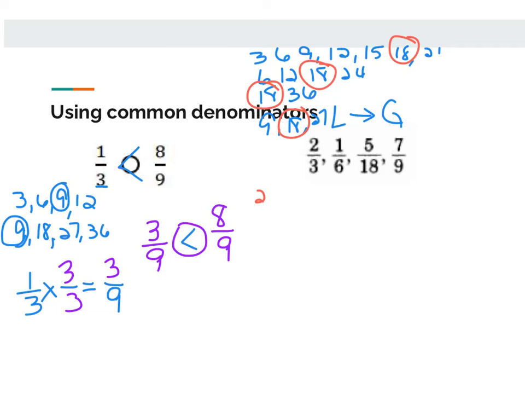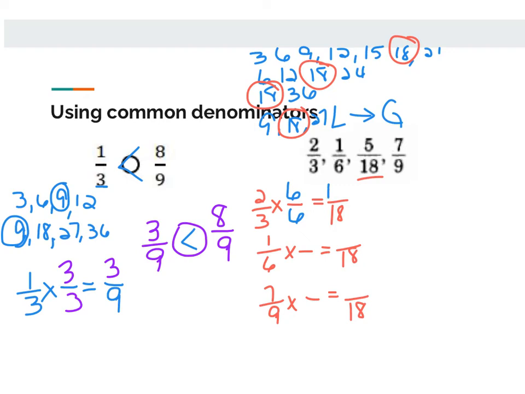So you have 2/3 times something will give you 18. Then I have 1/6 times something will give me 18. 5/18, that's already done. So then 7/9 times something will give me 18. So 3 times what gives you 18? That's going to give you 3 times 6. So 2 times 6 is 12. Then we go with 6 times something gives you 18. So that's 3. So 1 times 3 is 3. And then 9 times something gives you 18. So that's 2. So 7 times 2 is 14.